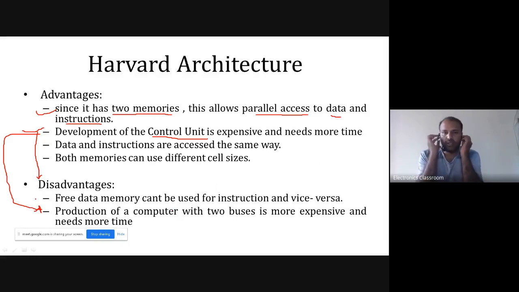So I think you have cleared about Harvard architecture. Is there any doubt regarding this Harvard architecture, how Harvard architecture is, and what the advantages as well as disadvantages of Harvard architecture are?